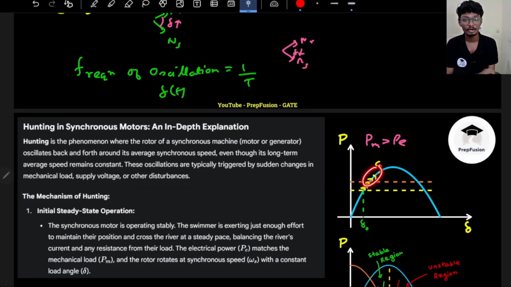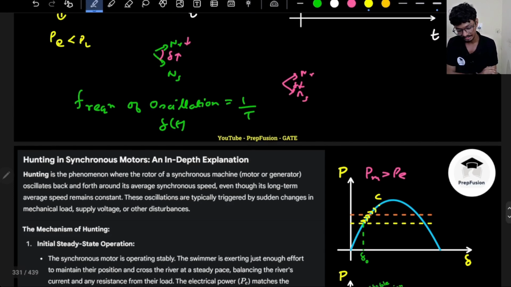Then again in this region my rotor will accelerate. Why? Because the developed power is greater than the mechanical power. So NR will increase. Again I will reach this point where NR equals NS. But this point is not a stability point because torque is still positive. So now NR is higher than NS, and it will try to reduce.